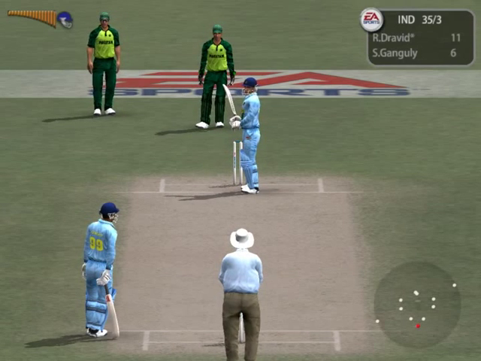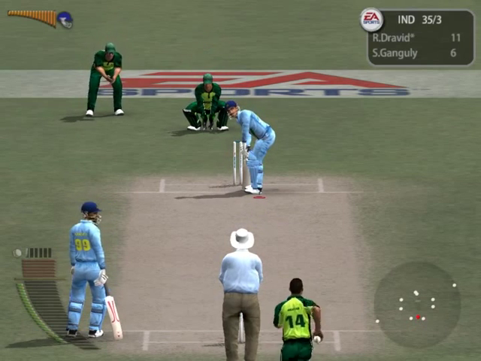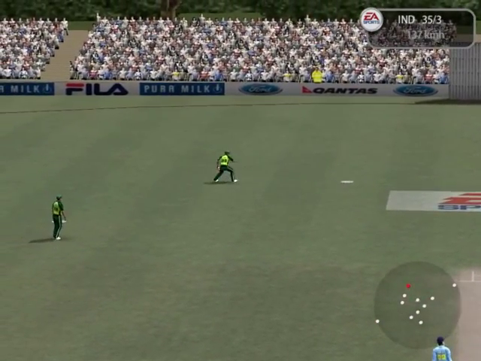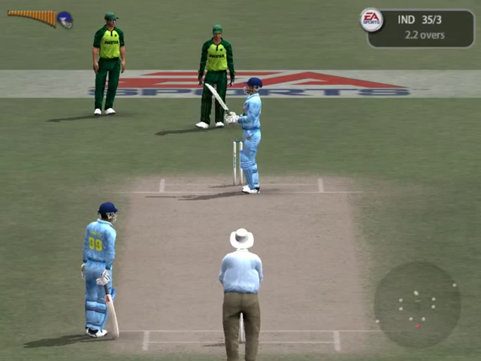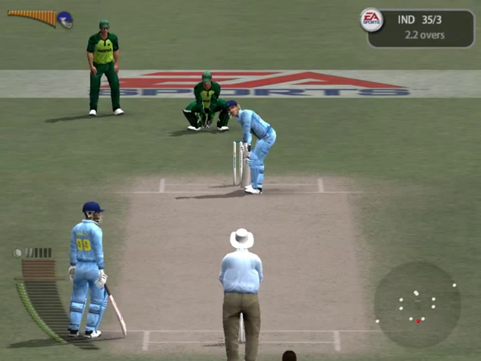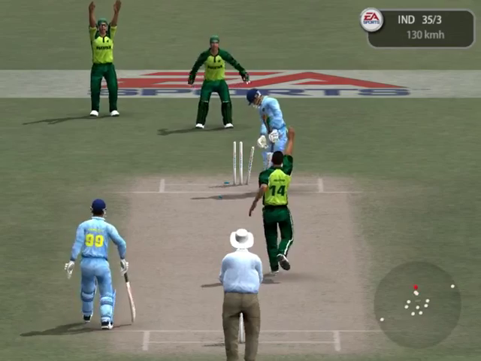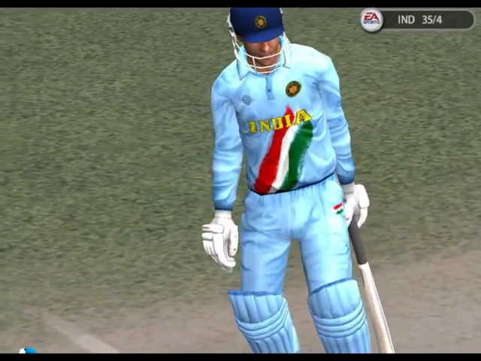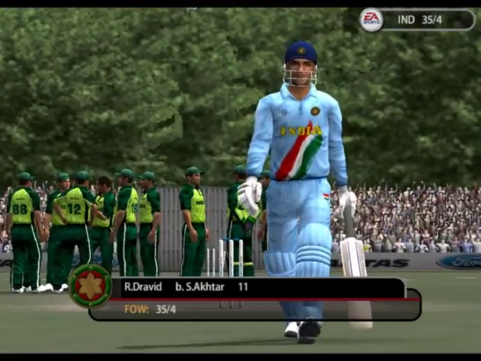Shoaib Akhtar to Dravid. Well, that one will wake him up a bit. Ooh, that looked quite nasty. Shoaib Akhtar continues. Shoaib Akhtar has got him. Excellent ball. Keep it straight. If the batsman makes a mistake, he's out. Shoaib Akhtar gets his 2nd wicket. Dravid is making his way back to the pavilion.